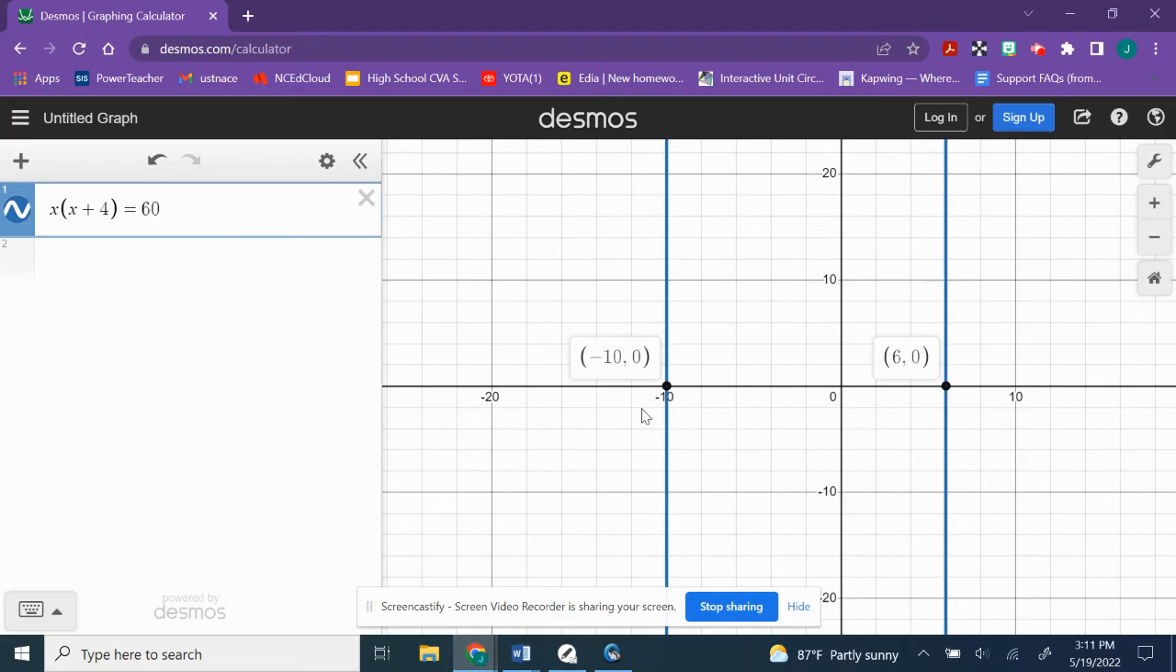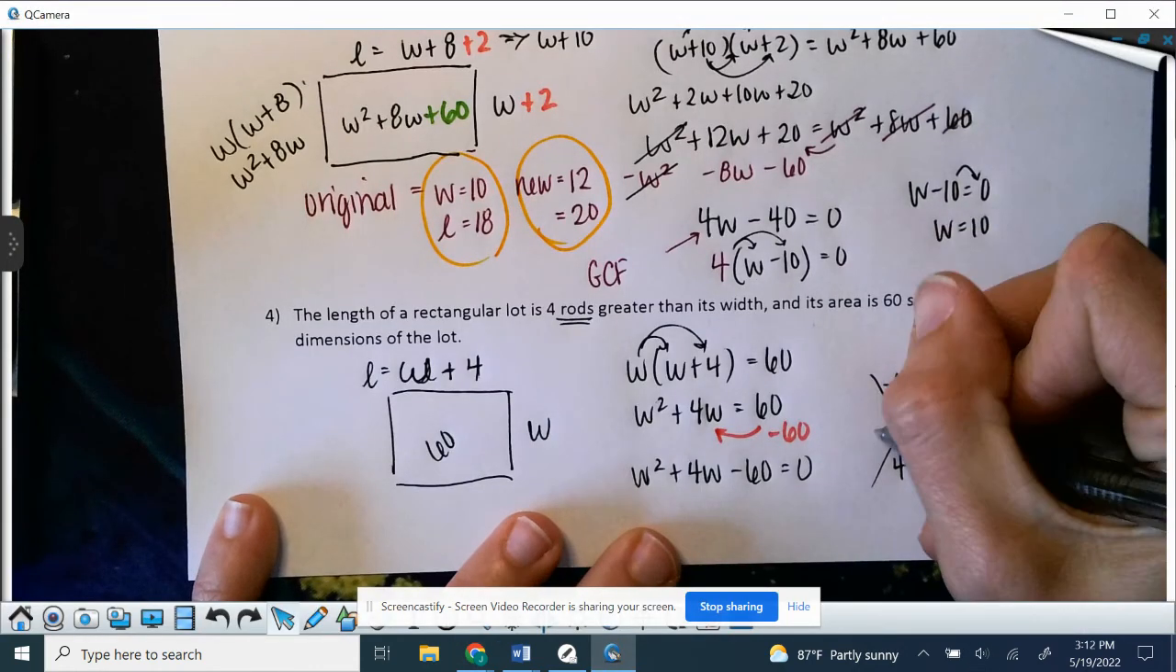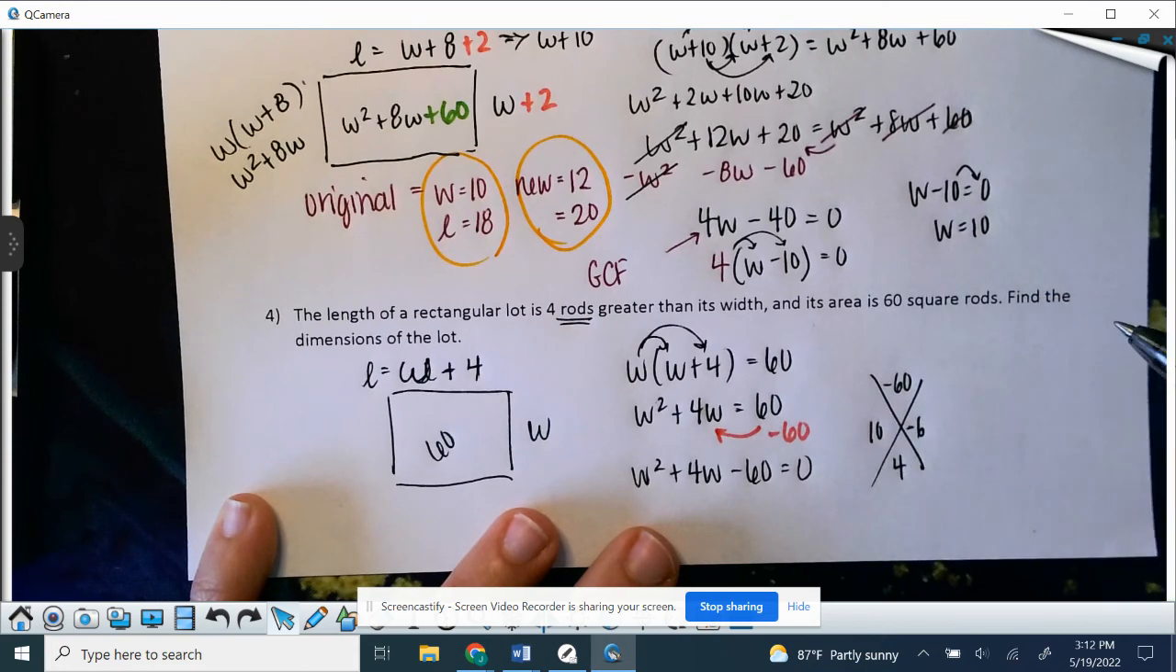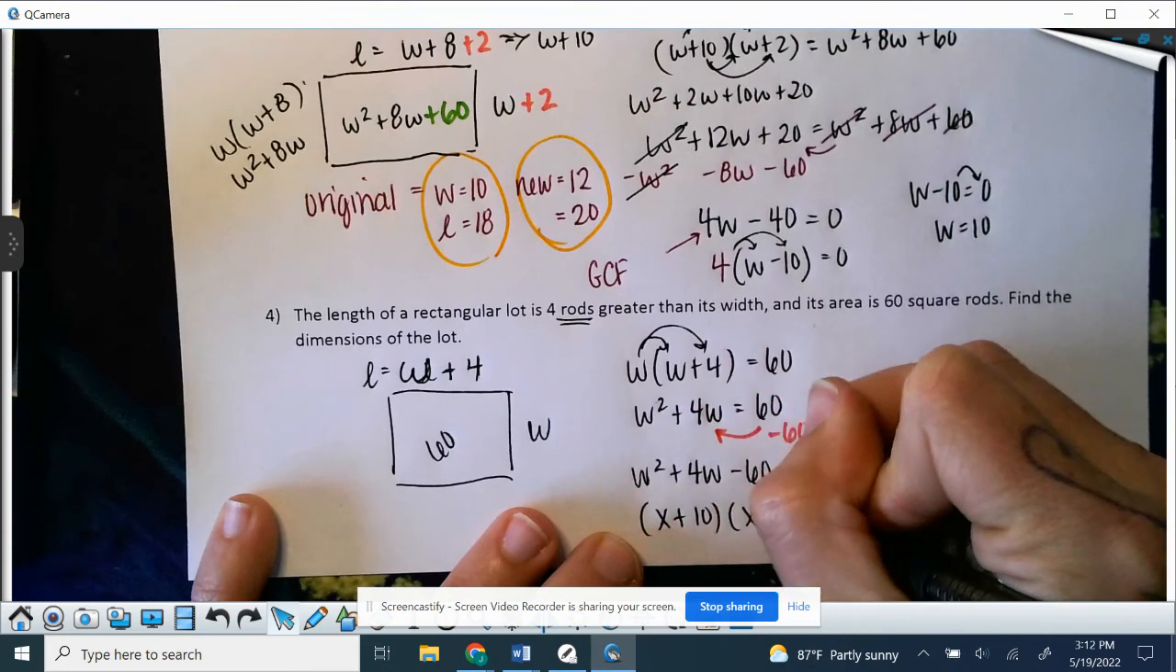And our answers before we saw were, let's go look at it one more time. It looks like a negative 10 and a 6. A negative 10 and 6 were my answers. 10 times 6 does give me 60. We want a positive 4, so it's going to be a negative 6 in our factors. So x plus 10, x minus 6.